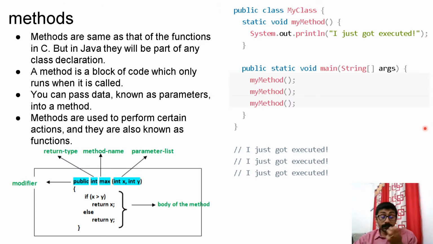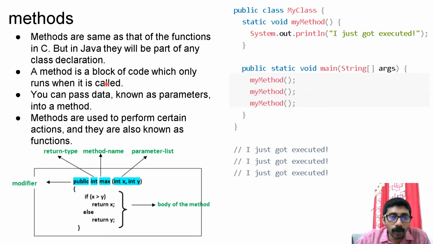Now let us learn about methods. A method is nothing but a function. Methods are the same as functions in C, but in Java they will be part of a class declaration. There is no method outside the declaration of a class. In Java, all the functions will be within the body of some class.